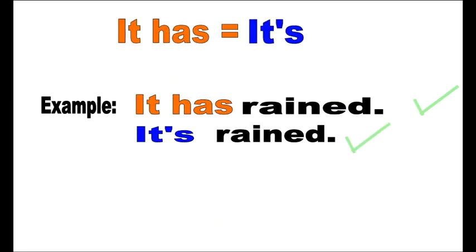Now the contraction of it has, which is it's, can be used with the past participle of a verb. It has rained. It's rained. That's correct. So use the contraction of it has with the past participle, so it wouldn't change the meaning of the sentence that way.